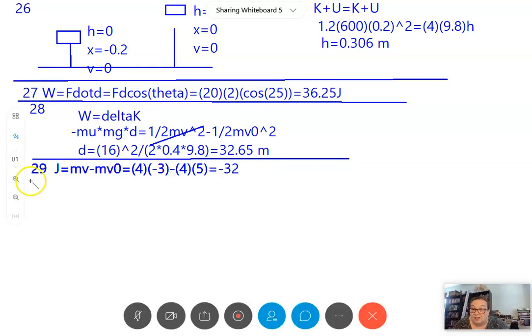Notice that it asks for the magnitude there. We don't actually know whether it's in the positive or negative direction. That depends on which way you had the initial velocity going. So that's a little ambiguous. But the size is going to be 32 either way.